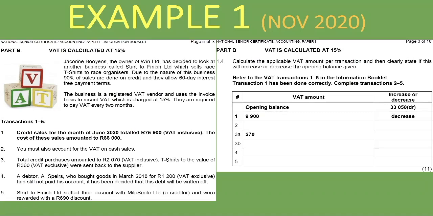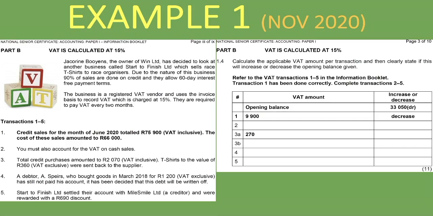So let's look at what amounts we are given. Number one says credit sales for the month of June 2020 totaled 75,900 Rand VAT inclusive. So if they told us it's VAT inclusive and we were told that VAT is charged at 15%, obviously this 75,900 Rand is 115%. So what is our cash sale? Well, we know that the credit sales is 75,900 Rand and we know that 90% of the sales are on credit. So that means this 75,900 Rand is 90%. So I want 10%, and remember it's not the 10% of 90%, it's 10% of 100%.